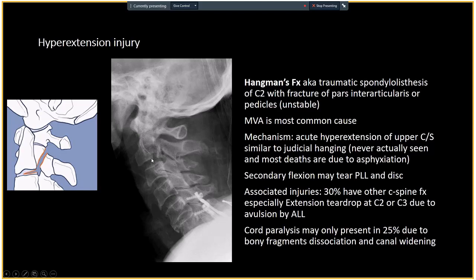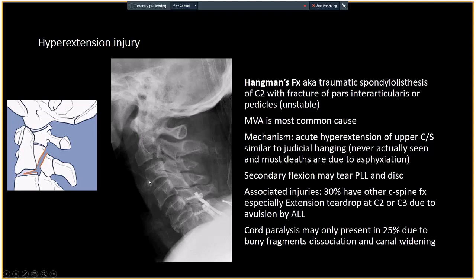And that's just a radiograph. So typically you see a fracture line extending through the pars with anterior translation or spondylolisthesis of the remaining body of C2, and usually it occurs in C2, and also posterior displacement of posterior elements.